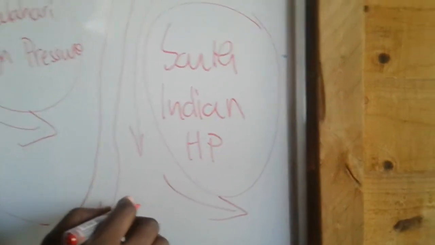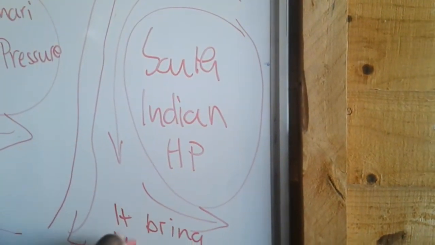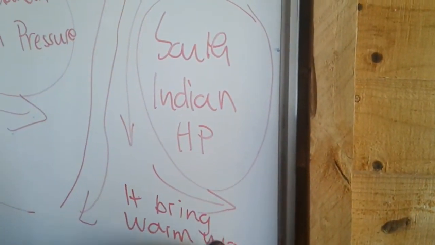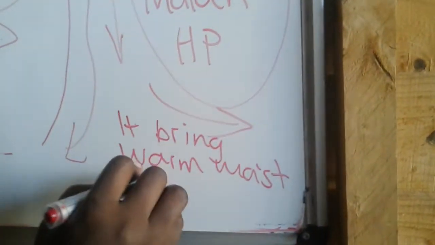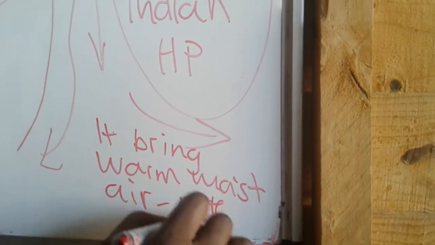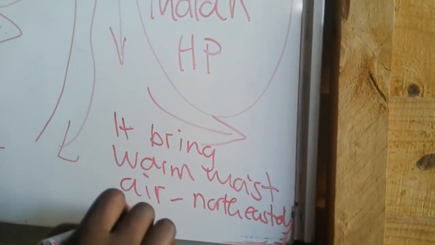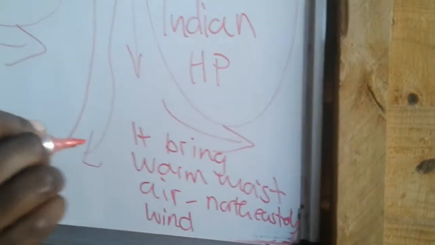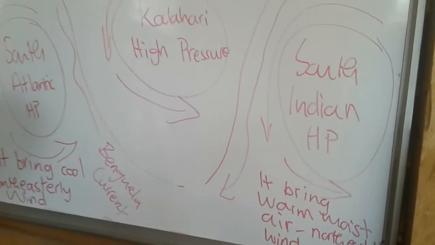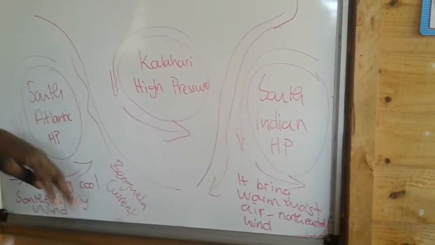And on the eastern side, we have the South Indian high pressure cell, and this one brings warm, moist air, which is basically the northeasterly wind into South Africa. So these are the pressure belts that we're mainly looking at.